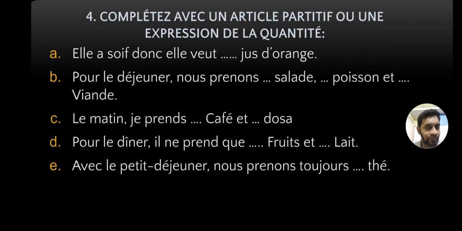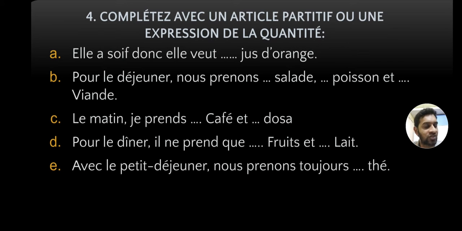And the third one: le matin, the morning. Je prends dash café et dash dosa. So dosa, it's a proper noun. Only here we know the word dosa. Maybe most French people won't even know the word dosa. So café is singular, starting with a consonant, and it's a masculine noun, so we'll use du. Je prends du café. I take some coffee.